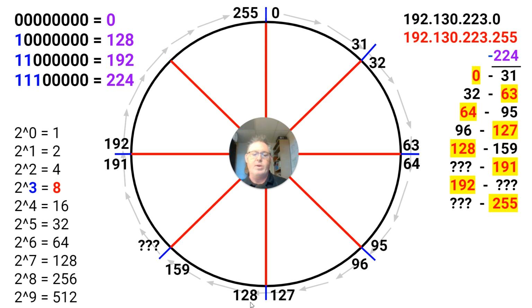Okay, so we add 31 to 128, we get 159. That tells us this is going to be 160 because that's the next number in this range. We already know these two numbers.